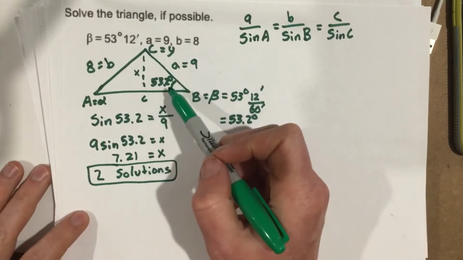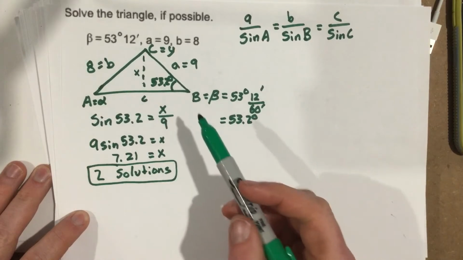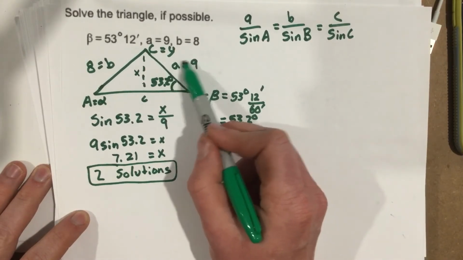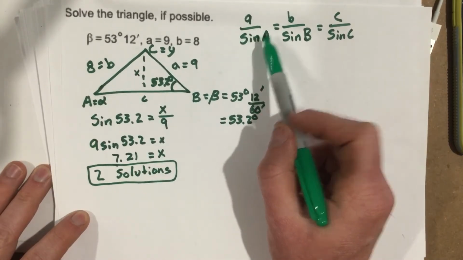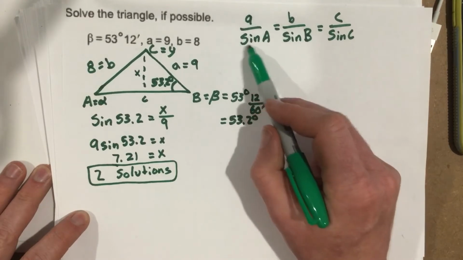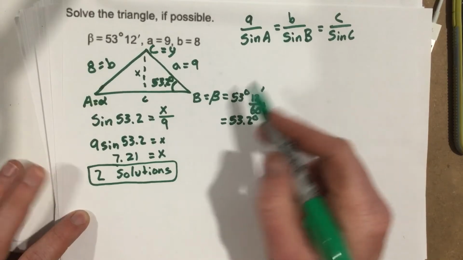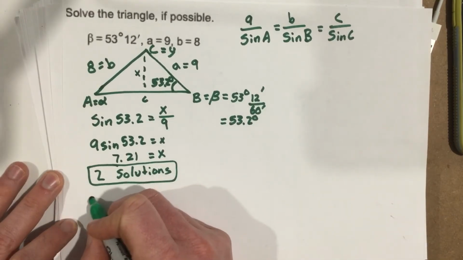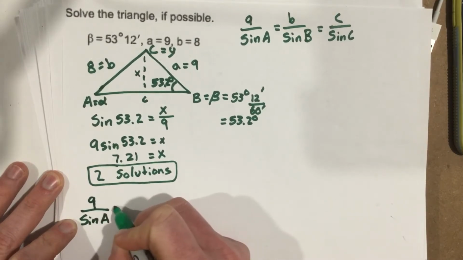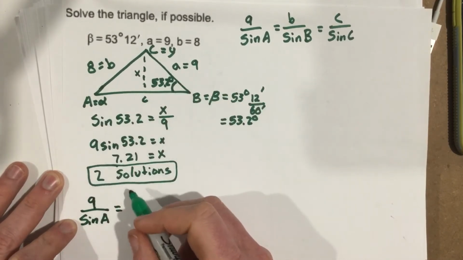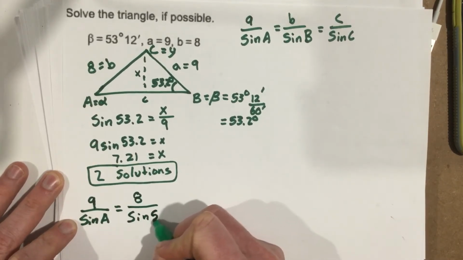So we know that in this case we have the angle B and the opposite side B. We have A, the side A, but we don't have the angle A. But we can use A and sine A and B and sine B, this part of our proportions, to actually solve. So let's go ahead and do that. We can say 9 over sine A equals 8 over sine 53.2.